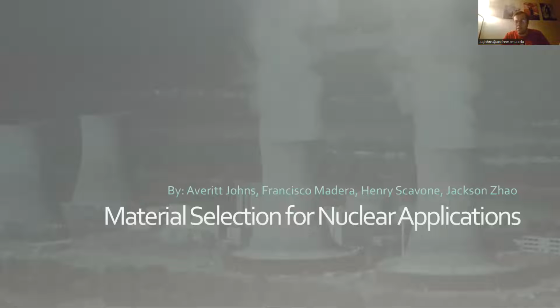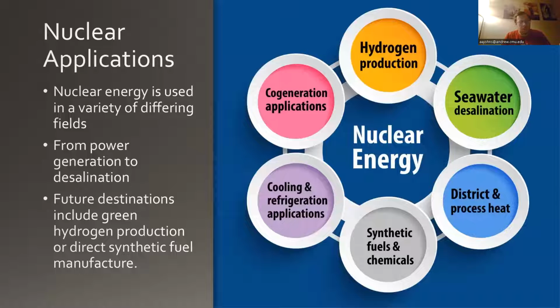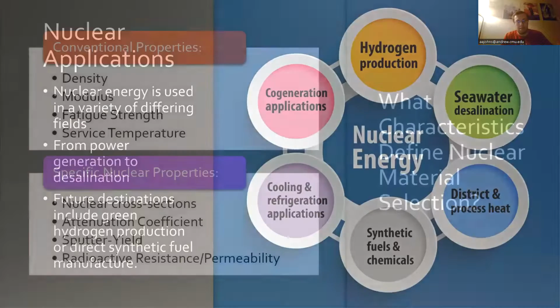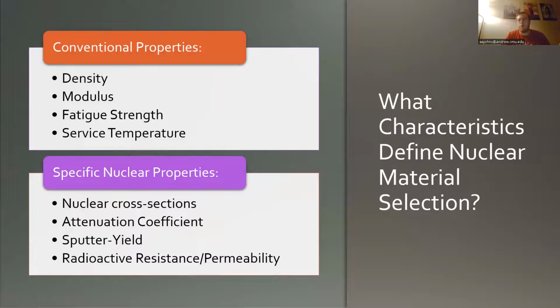Is material selection for nuclear applications. Nuclear applications have a wide variety of different fields and uses, from hydrogen production to seawater desalination, to even the more common just nuclear power, electrical power, energy production, with the future being bright and vast. So what really important characteristics are defined in nuclear material selection?